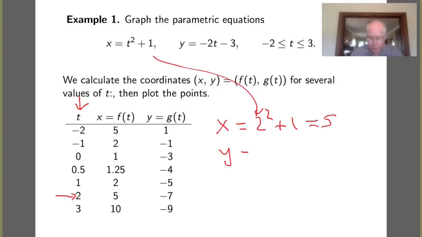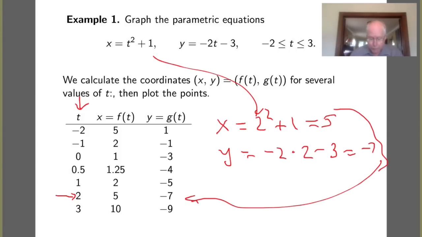And the y coordinate is given by minus 2 times t, which is 2, minus 3, which turns out to be minus 7, and these two values are the ones that occur there. And so with that, we would plot the point 5, minus 7 as one of the points on the curve described by these parametric equations. Let's go ahead and do that.